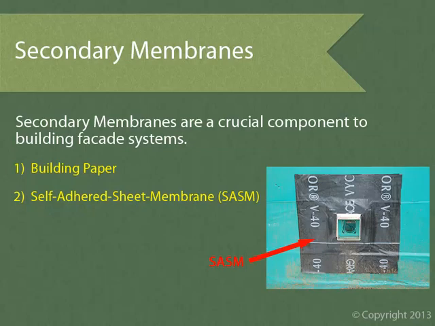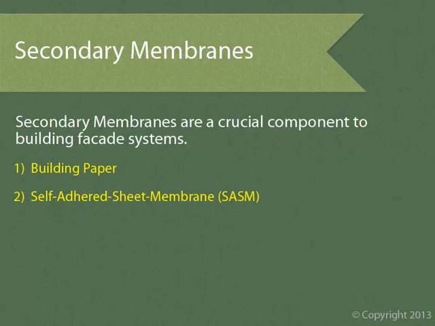A self-adhered sheet membrane, which is commonly referred to by its initials SASM, is a rubberized sheet with an adhesive backing. This is commonly used to trim out conditions that are at high risk for leaks. This is a very malleable material and is also used for odd twists and turns that building paper is just incapable of making. If you try to make odd twists and turns with building paper, it's very likely to rip, whereas an SASM is much more pliable and durable.